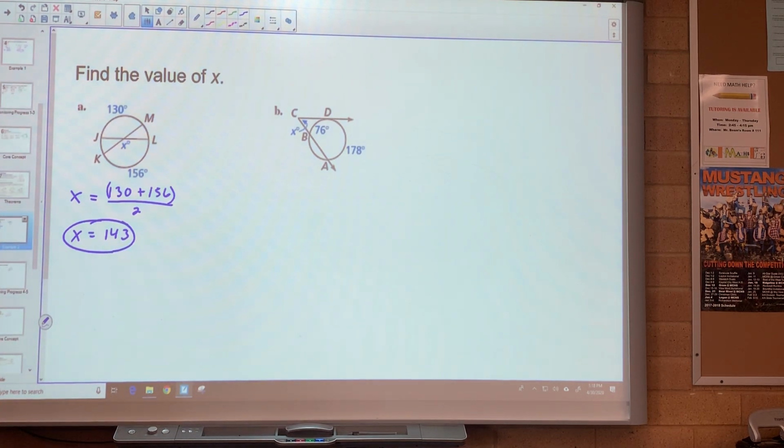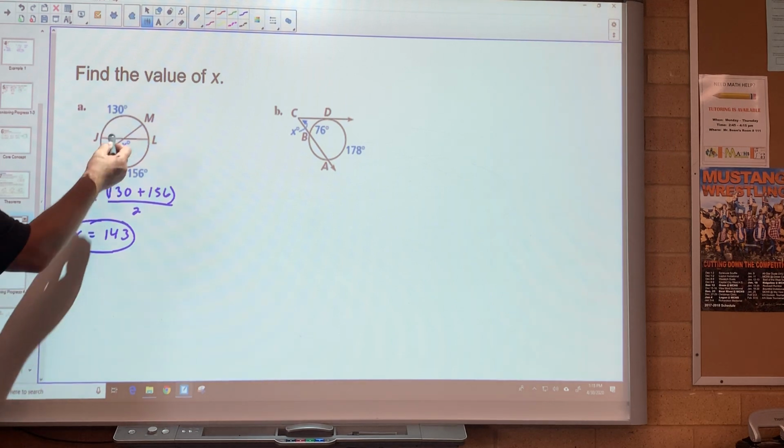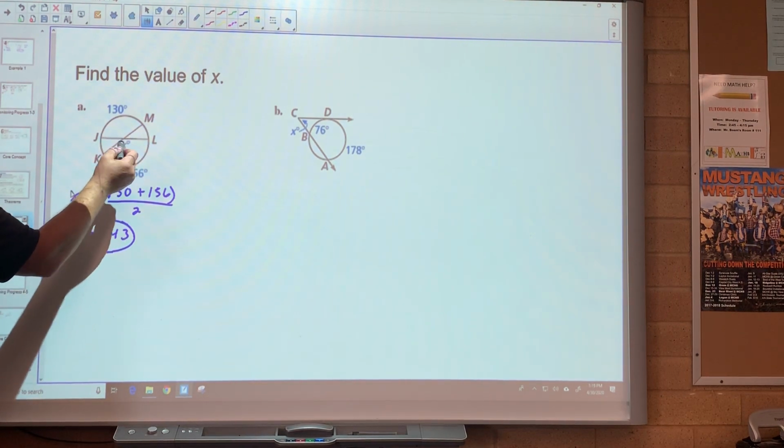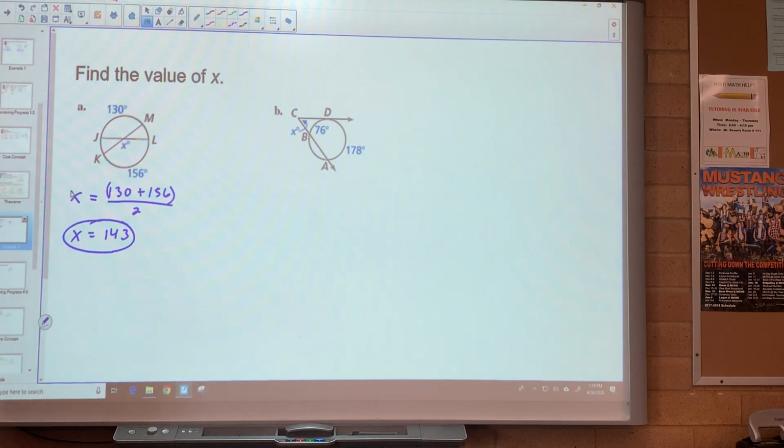They're vertical from it, so make sure you understand that. If x was over here, then we would have had to subtract that from 180 to find out what that is. Anyway, you just have to make sure that you understand it's the right spot.